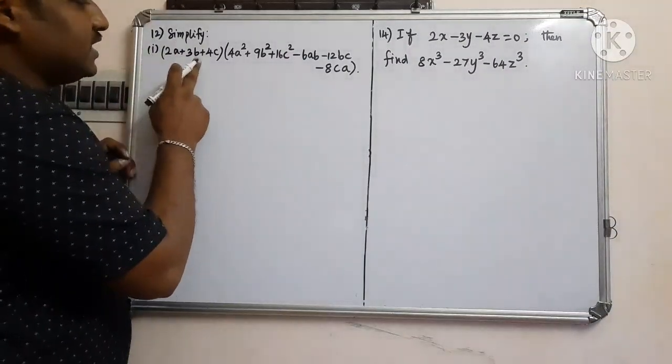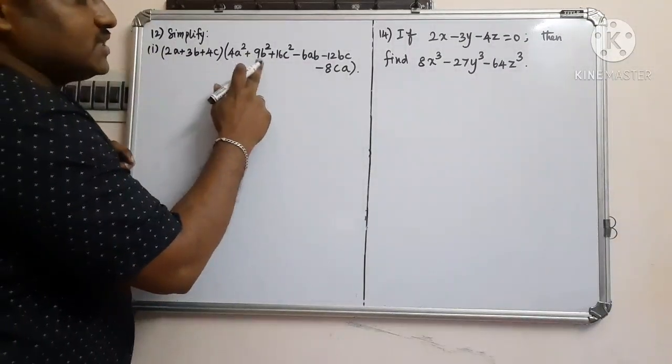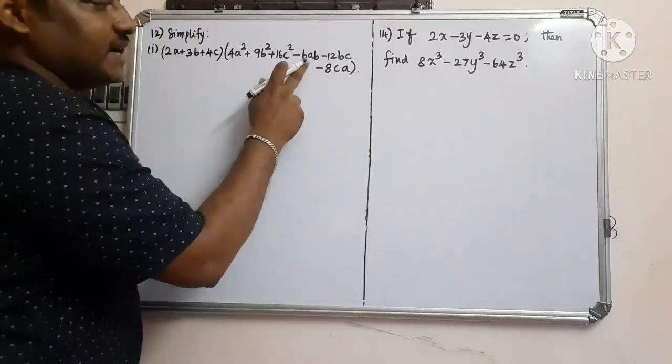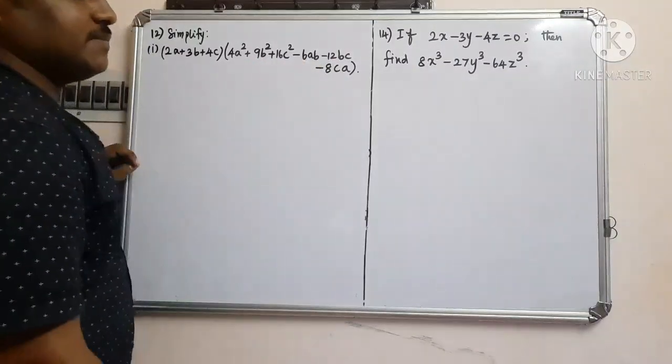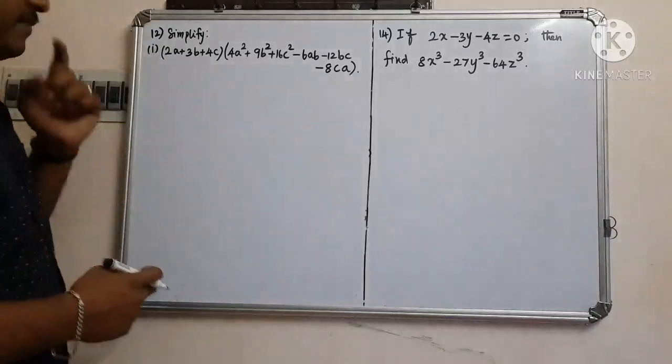First one is 2a plus 3b plus 4c into 4a square plus 9b square plus 16c square minus 6ab minus 12bc minus 8ca. This is an important final question.